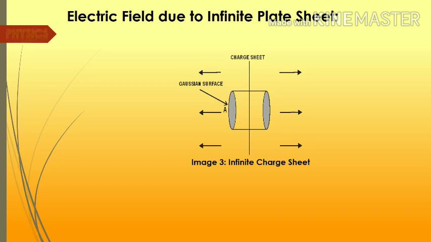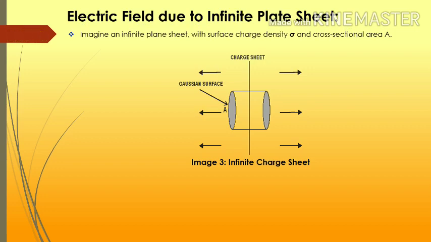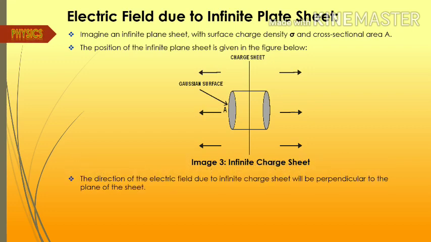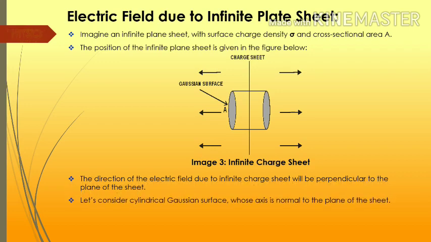Electric field due to infinite plane sheet. Imagine an infinite plane sheet with surface charge density sigma and a cross-section area A. The position of the infinite plane sheet is given in the figure below. Image 3, infinite charge sheet. The direction of the electric field due to the infinite charge sheet will be perpendicular to the plane of the sheet.